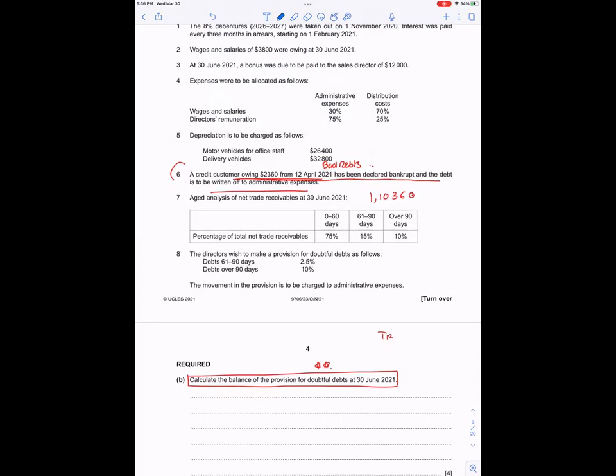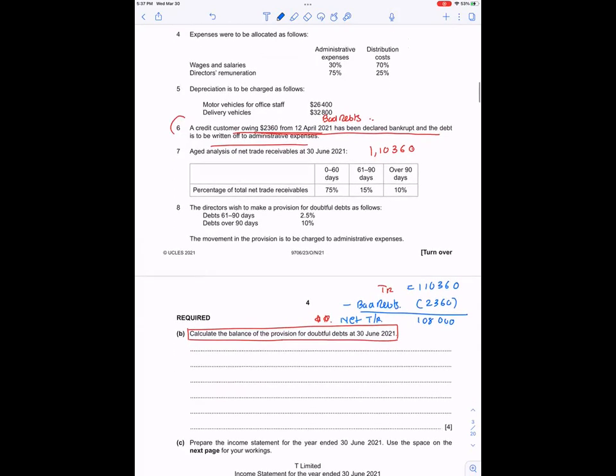Yes, very good. So I have trade receivables as 110,360. Before calculating the provision for doubtful debts, I will always deduct the bad debts. My bad debts is 2,360. So my net trade receivables is how much? 108,000. Now whatever I want to do, I will do it with the net trade receivables.